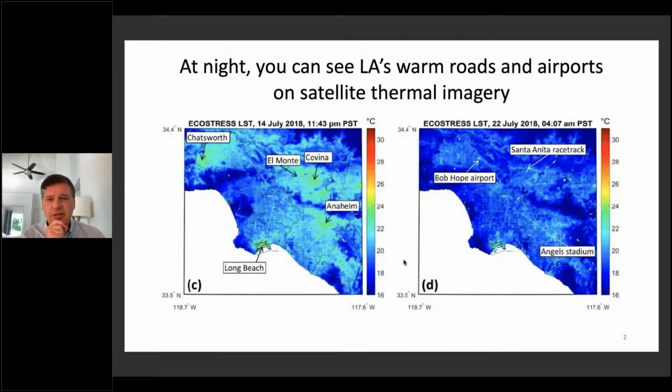And look at the one on the right. This is at 4 o'clock in the morning. This is when we're supposed to be having our recharge from a hot summer day. And the health benefits of that recharge are being inhibited by this radiation of heat from all of these non-smart surfaces that we have in the city.